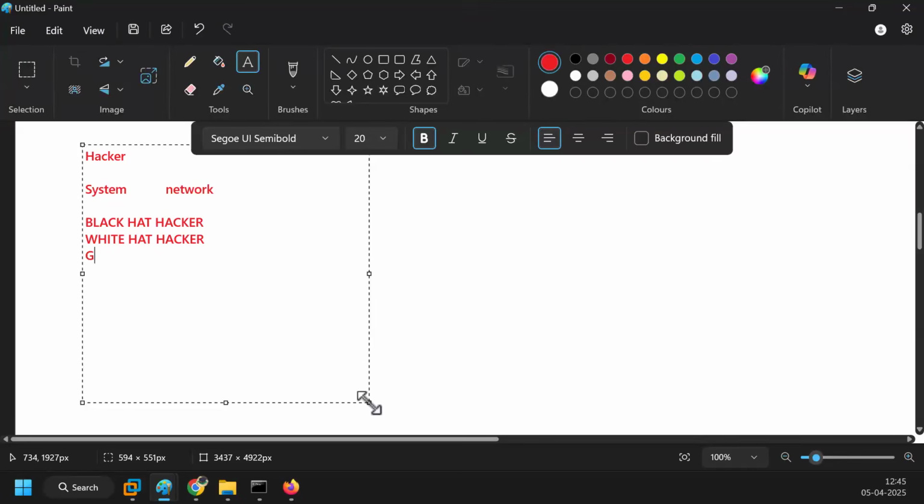Then, after this, we have the gray hat hacker. Gray hat hackers are a combination of the white hat and the black hat hackers. What they do is perform the hack once they get some opportunity. For example, I hope you guys have heard about bug bounty hunters.